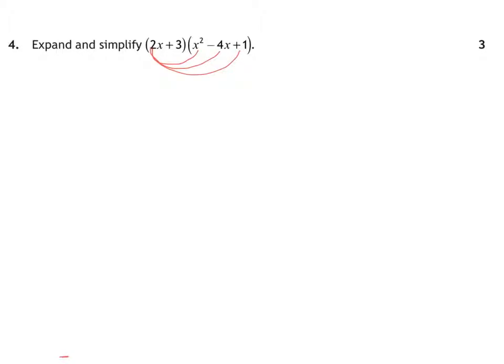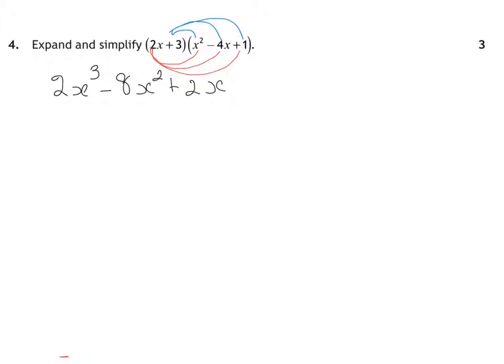So first of all, I am going to multiply the second bracket. Everything that's in the second bracket, I am going to multiply by 2x. So 2x times x squared is 2x cubed. What's your power? 2x times negative 4x is negative 8x squared. Again, what's your power? 2x times 1 is just plus 2x.